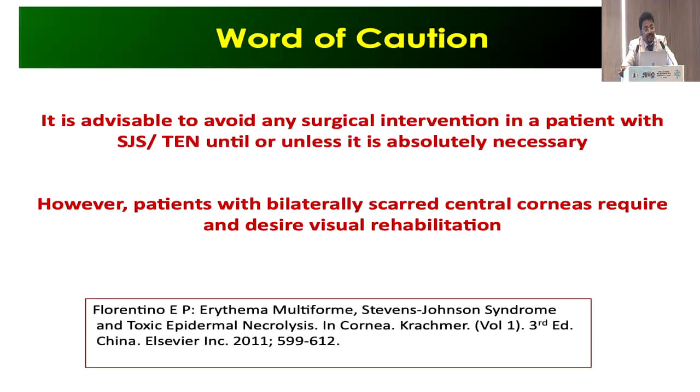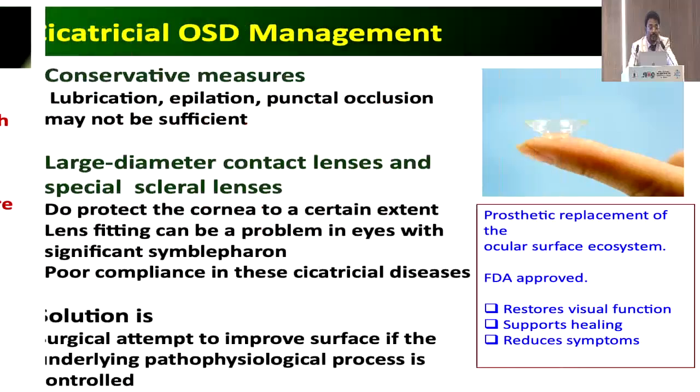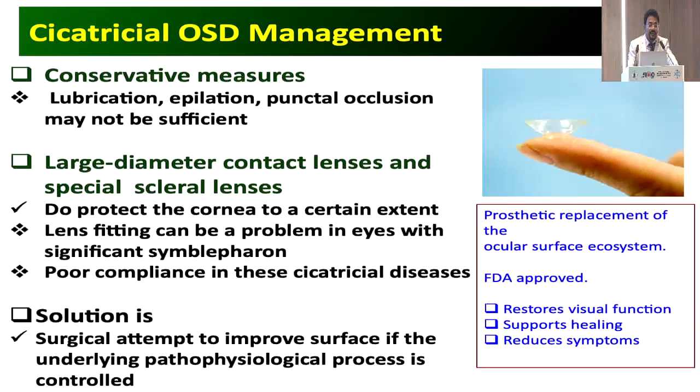The word of caution is that it is advisable to avoid any surgical intervention in a patient with SJS or TEN unless it is absolutely necessary. Sometimes you may have some sort of problems after the surgery. So if it is really necessary, then only you go for surgery, otherwise no. However, patients with bilaterally scarred central corneas require and desire visual rehabilitation. So conservative management like lubrication, epilation, punctal occlusion may not be sufficient, but sometimes you have to use it. Large diameter contact lenses or special scleral lenses do protect the cornea to a certain extent. Lens fitting can be a problem in eyes with significant symblepharon, and poor compliance in these cicatricial diseases is really a problem.